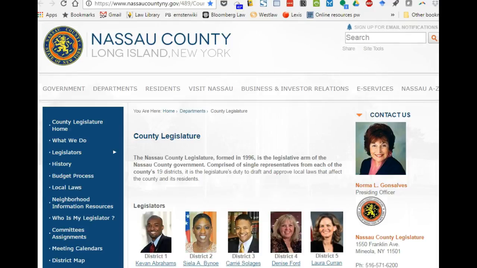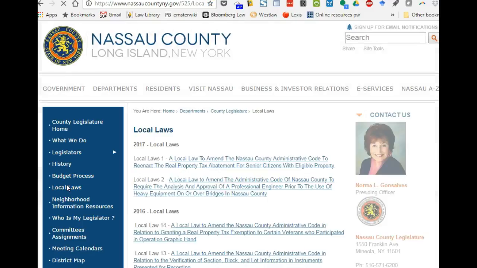So as I mentioned, the county legislature passes laws, and when they are first passed, they are known as local laws, public laws. And on the web, you can see here the Nassau County legislature, and we can look at those local laws before they are codified into the administrative code. So in 2017, local law number 1 is to amend the administrative code to reenact the real property tax abatement for senior citizens with eligible property.